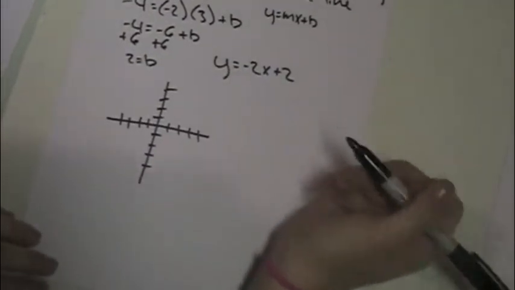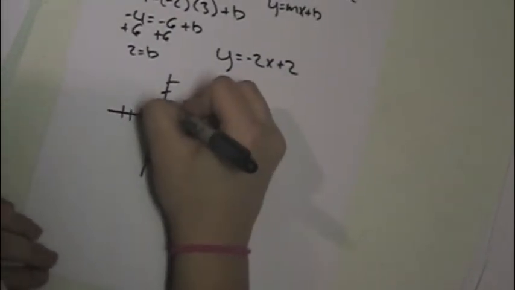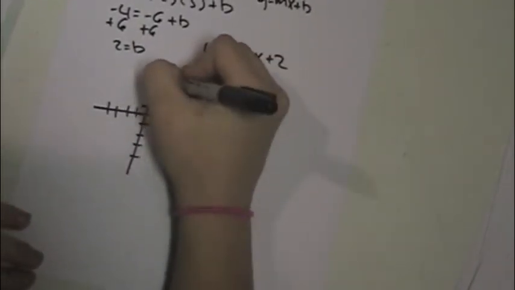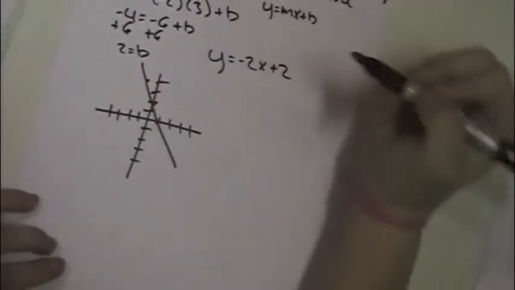Okay, so it's going to cross the y-axis at 2. So put your first point here, and because of the slope, you go over 1 and up 2, over 1. Ta-da!